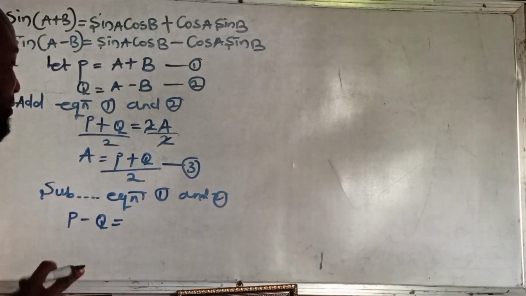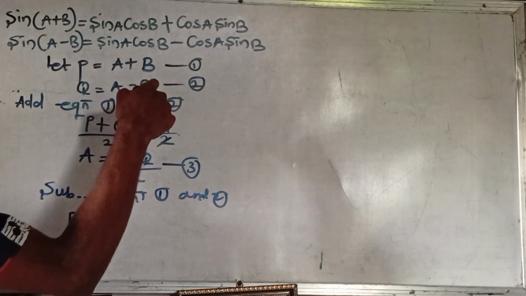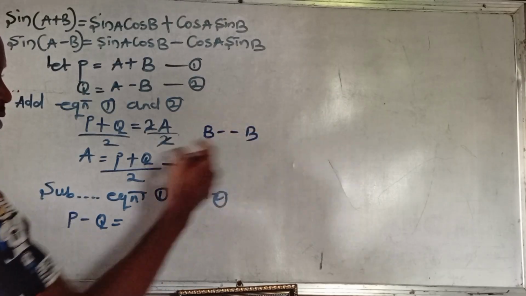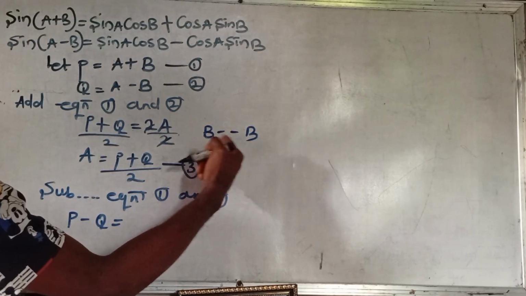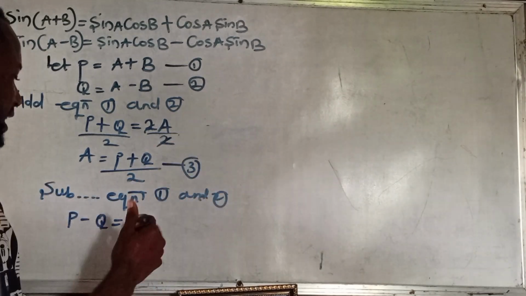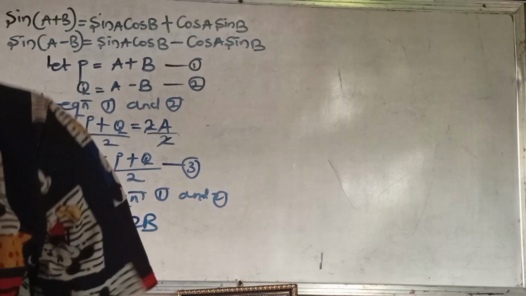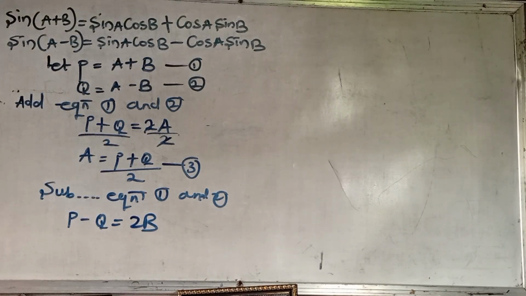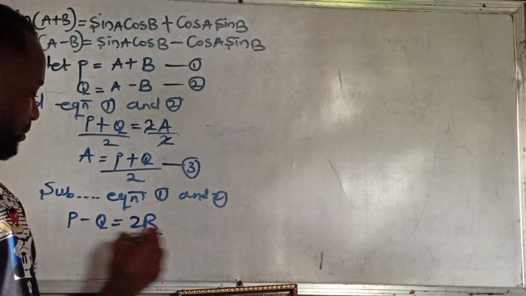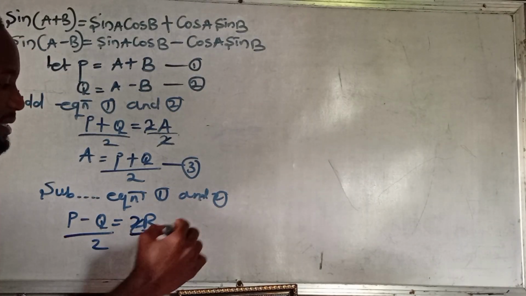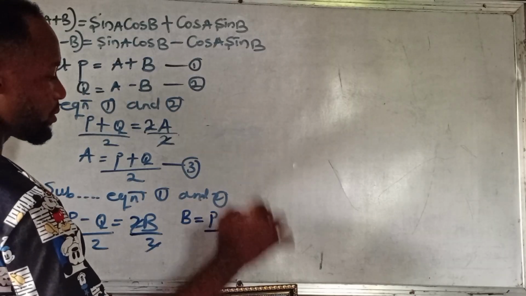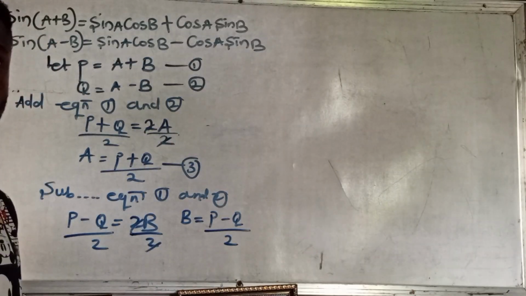So now the next one is B. Look at B minus B, because we are subtracting this negative B. So negative is positive. That turned to B plus B, which gives us 2B. Then I will divide both sides by 2. That means that B is equal to P minus Q all over 2. I can call that my equation 4.